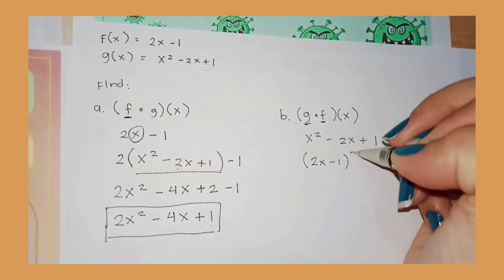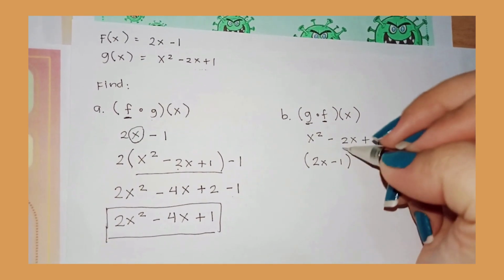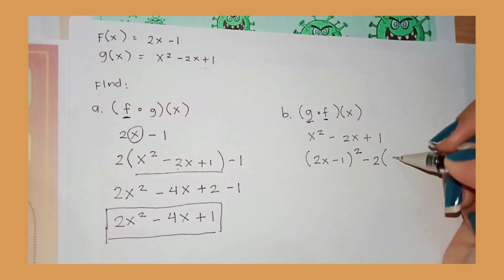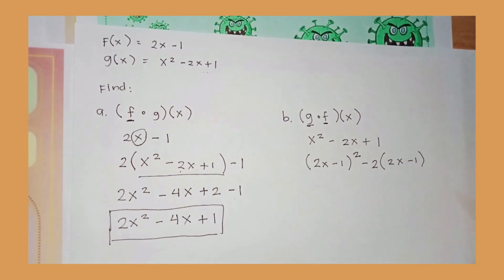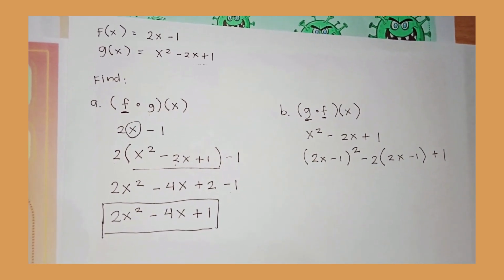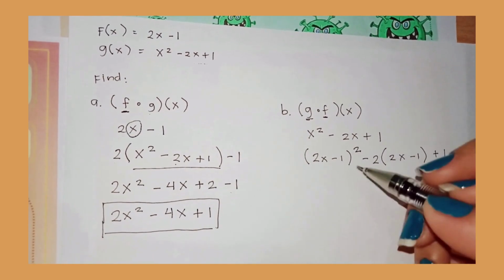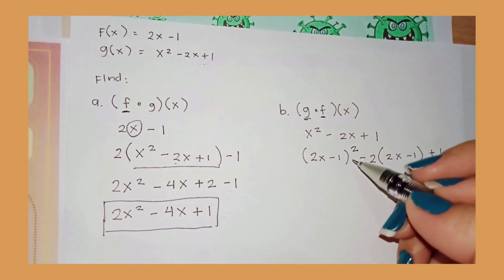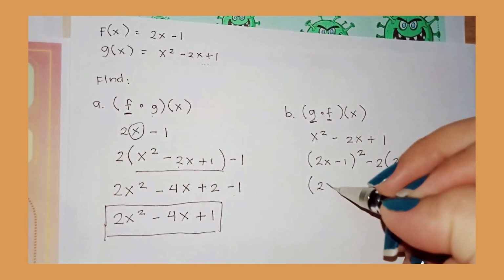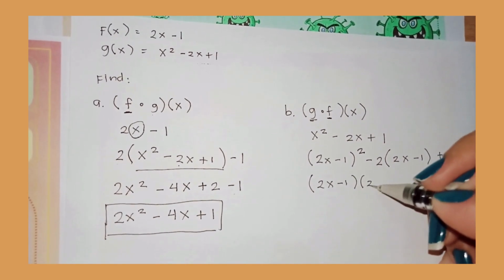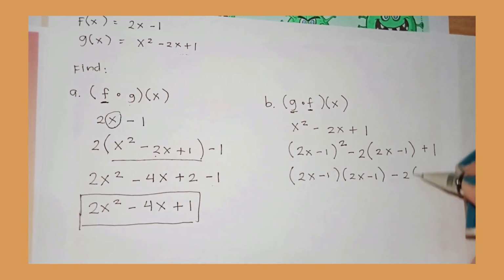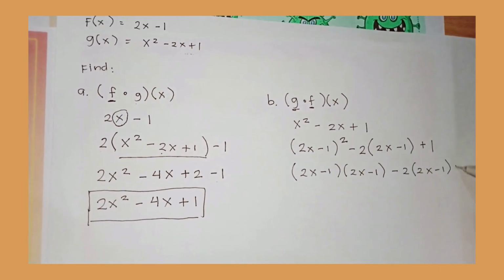Then, copy squared. Copy negative 2. Yung x, papalitan ko ulit ng 2x minus 1. And then, copy plus 1. Next, we need to simplify this one. Paano ito gagawin? So, pag sinabing squared, meaning dalawa sila. Magiging dalawa. Ito, 2x minus 1, 2x minus 1. Then, copy the rest of the equation. Negative 2, 2x minus 1, plus 1.